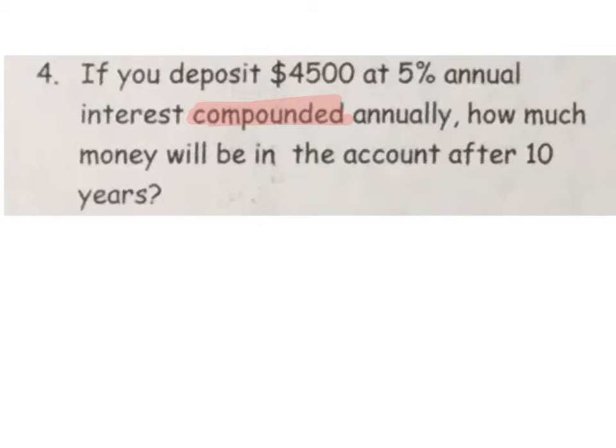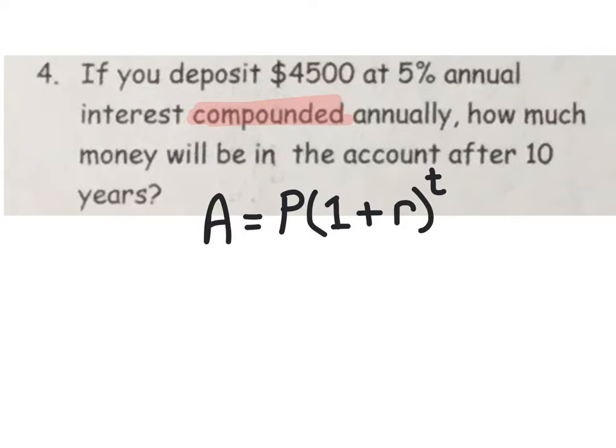So if we know it's compounded, then we're going to use the compound formula, which will be A equals the principal multiplied by 1 plus the interest rate, and then time is the exponent. So there you go.